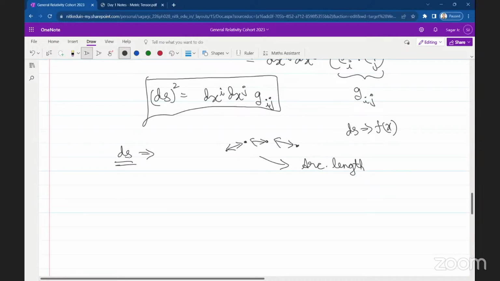So to know ds, what you need is the metric tensor gij. For example, ds square for Cartesian is just dx square plus dy square plus dz square. But for polar coordinates, ds square equal to, what is ds square for polar coordinates?